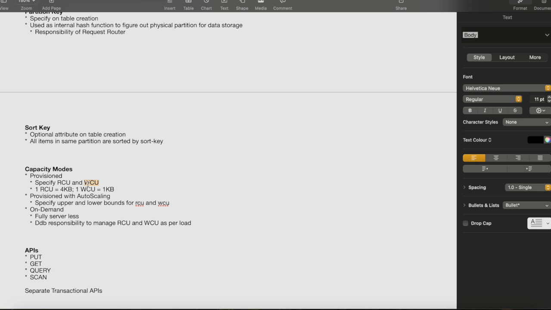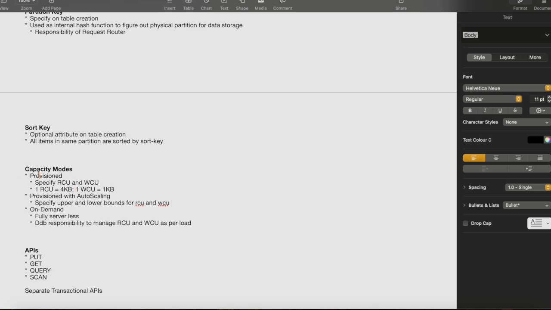Now, one RCU means 4 KB of data. Let's say you made an API call and you are retrieving some data. If this data is 5 KB, then that will be treated as 2 RCUs, 4 KB plus 1 KB. And one WCU is equal to 1 KB. So if you're writing 3 KB of data, in that case you will be consuming 3 WCUs.